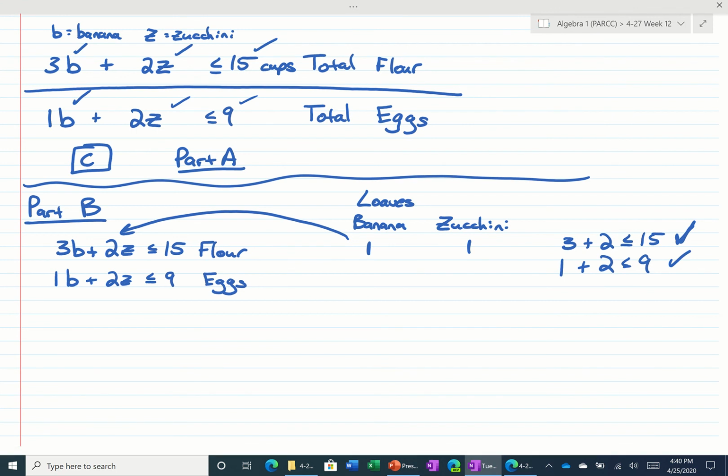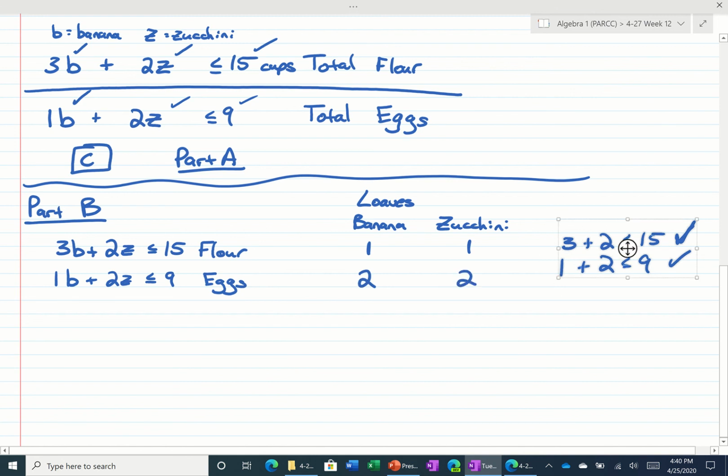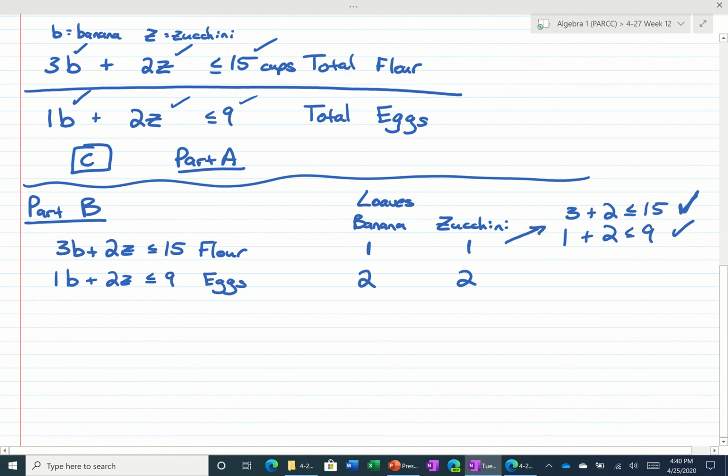All right, so let's try maybe to do 3, or we'll try to do 2. 2 of each. All right. Now for 2 of each, I'm going to get, for the first inequality, 6 plus 4 is less than or equal to 15. That's true. And then for the second one, if I plug in 2, I get 2 plus 4 is less than or equal to 9. And that works also. But we still have some left over, so I'm going to keep going up.